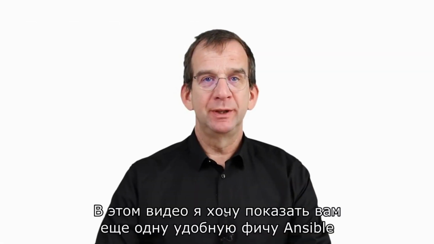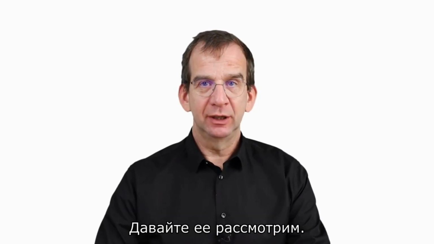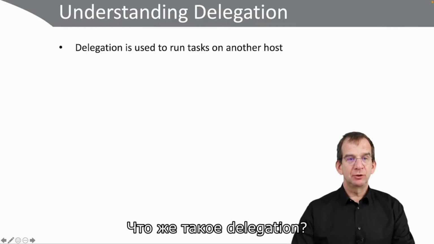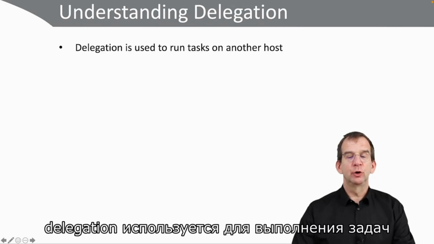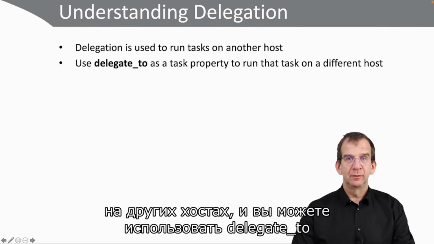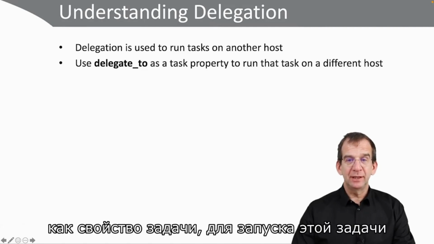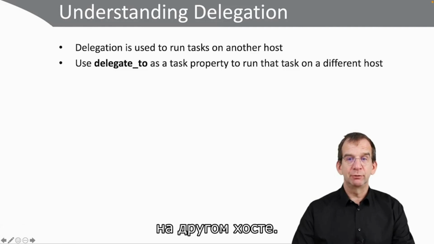In this video, I want to introduce a convenient part of Ansible, which is called delegation. Let's go discover it. So what is delegation? Well, delegation is used to run tasks on another host. And you can use delegate_to as a task property to run that specific task on a different host.